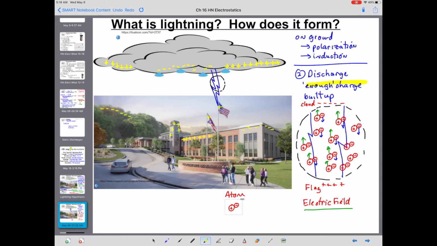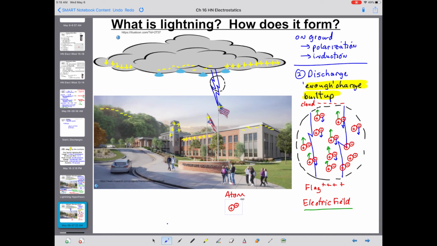Now, when you have enough charge build up, then you tug so hard on those charges that you actually pull some of the outer shell electrons off of the atoms, and those electrons begin to flow. The rest of the atom is now positive, or a positive ion, and it will begin to flow, and that's your discharge. That is a lightning bolt.